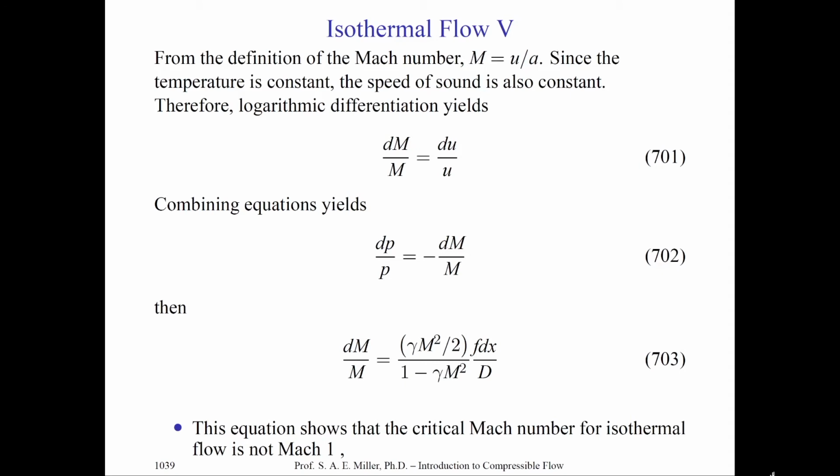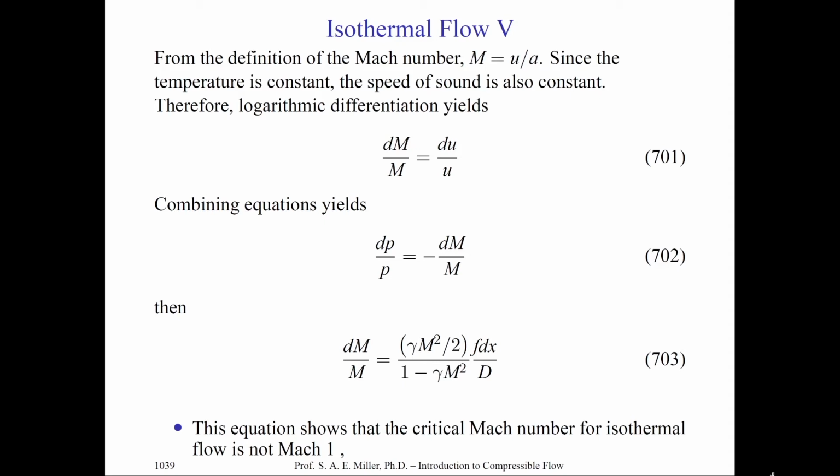We also remember and recall that M equals u over c, or a. That's the local speed of sound, which is the square root of gamma R times the static temperature. So really, since static temperature is constant, the Mach number is only a function of u, and also the speed of sound is constant.